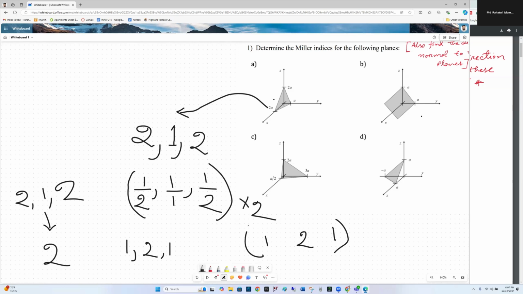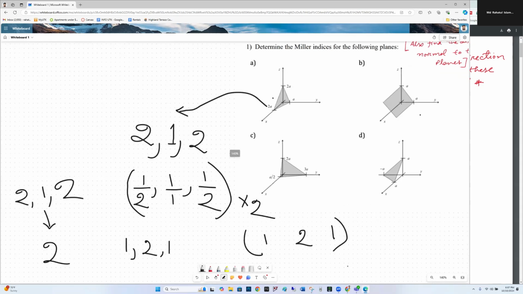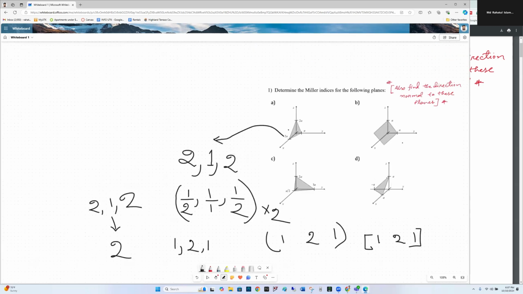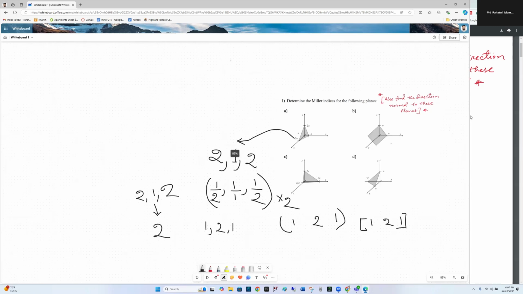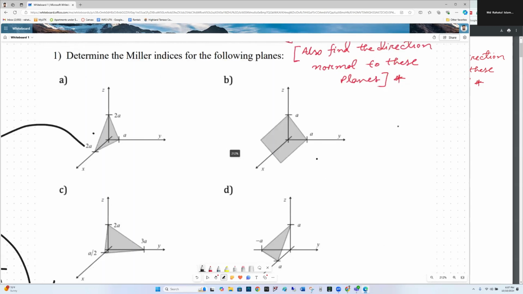For this plane, you have to express it like this, and you also have to find the direction normal to this plane. To express the direction, you have to insert a third bracket and just write the same numbers. Okay, let's move to B. In a similar fashion, we can also do this for B.